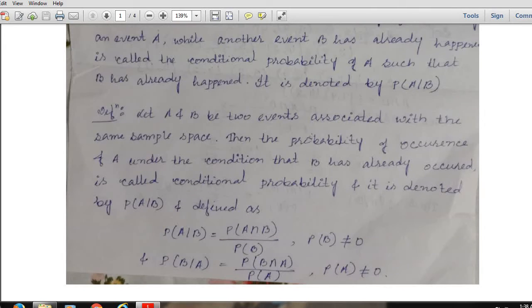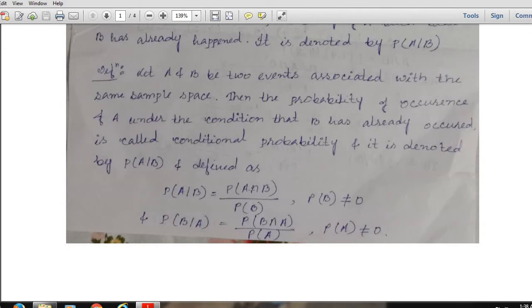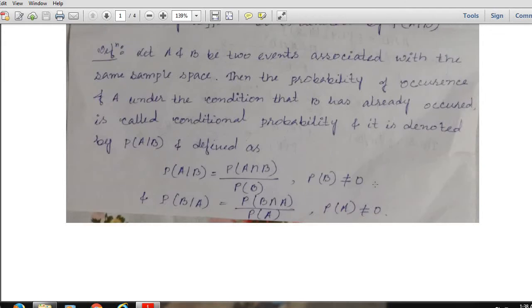Let A and B be two events associated with the same sample space. Then the probability of occurrence of A under the condition that B has already occurred is called the conditional probability, and it is denoted by probability of A given B. It is defined as probability of A given B equals probability of A intersection B divided by probability of B, such that probability of B does not equal 0. Similarly, we can define probability of B given A equals probability of B intersection A divided by probability of A, such that probability of A does not equal 0.